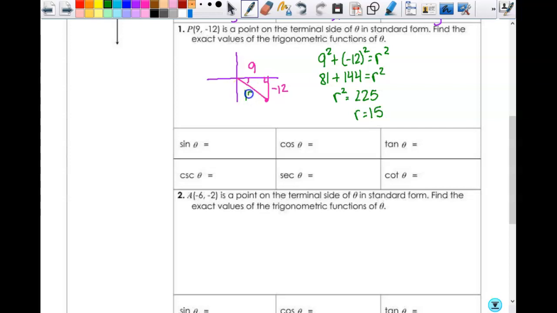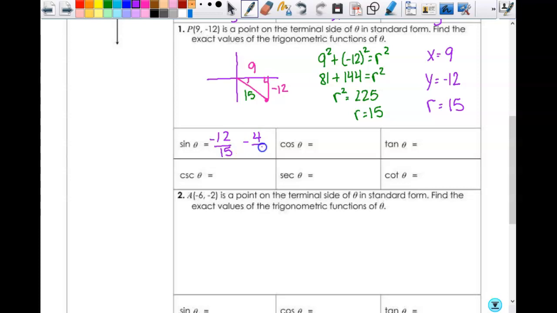So then when you go to do this, this isn't difficult at all, but one of the things that gets messed up the most are the signs on the numbers. So I would suggest that you actually write out that x equals 9, y equals negative 12, and r equals 15. Because looking at your own handwriting wrong or not being able to read your picture, that's the list of stuff you need to set all of these things up. Okay? So sine is going to be y over r. So this is negative 12 over 15. What does that reduce to?